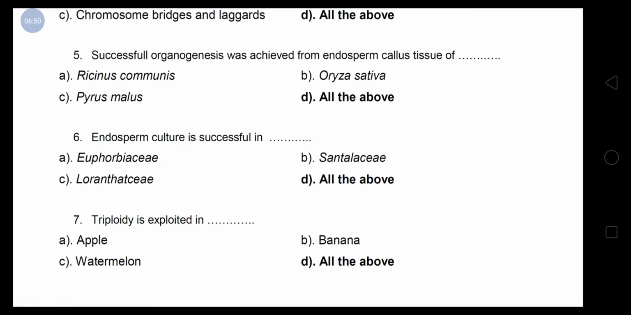Successful organogenesis was achieved from endosperm callus tissues of Ricinus communis, Oryza sativa, and Pyrus malus. Endosperm culture is successful in Euphorbiaceae, Santalaceae, and Loranthaceae. Euphorbiaceae is your rubber or castor family, Santalaceae is the sandalwood family, and Loranthaceae is the Loranthus family.